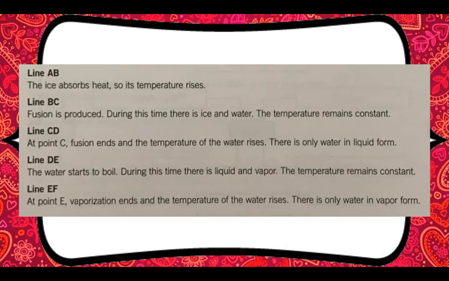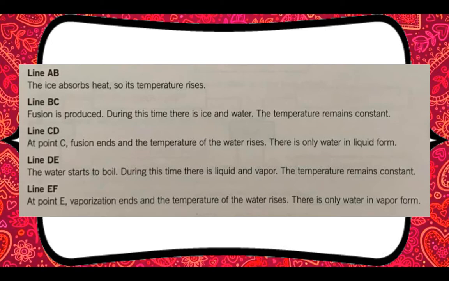Line AB, ice absorbs heat, so its temperature rises. Line BC, fusion is produced. During this time, there is ice and water. The temperature remains constant. Line CD, at point C, fusion ends and the temperature of water rises. There is only water in liquid form.